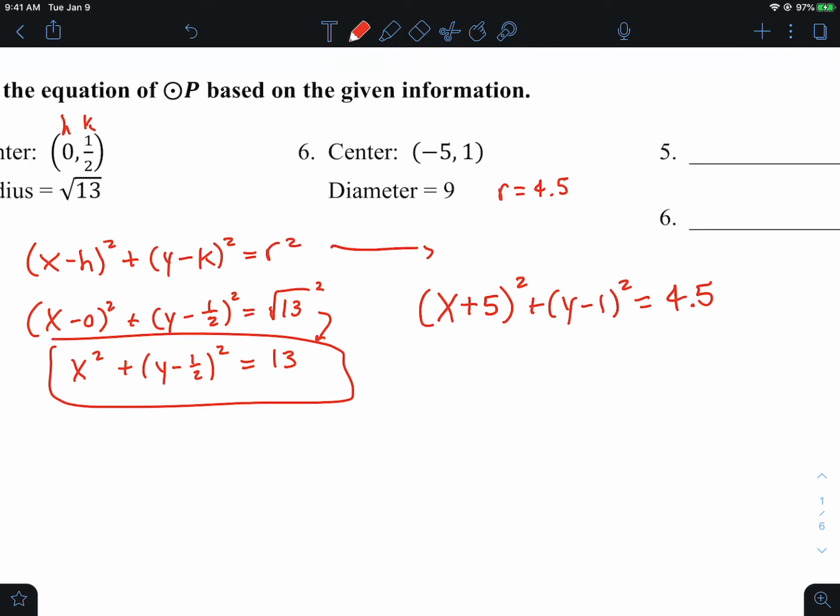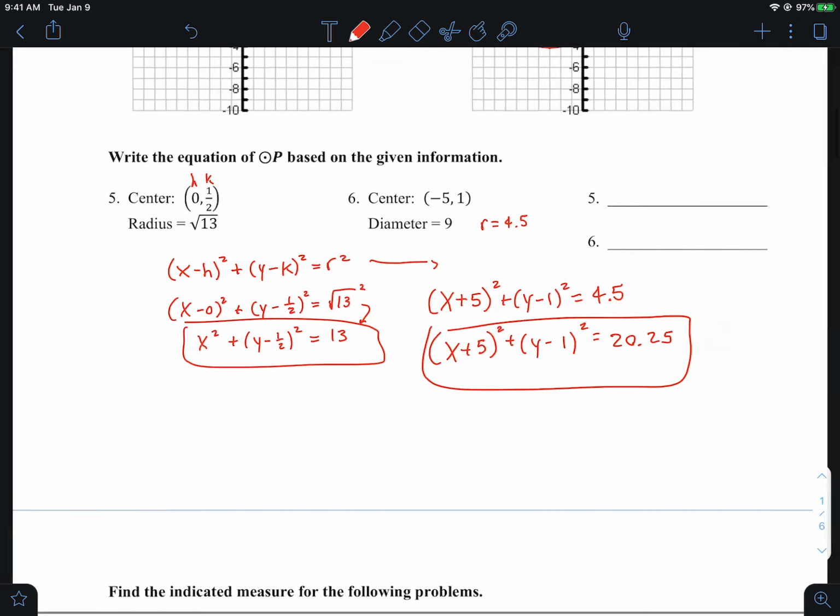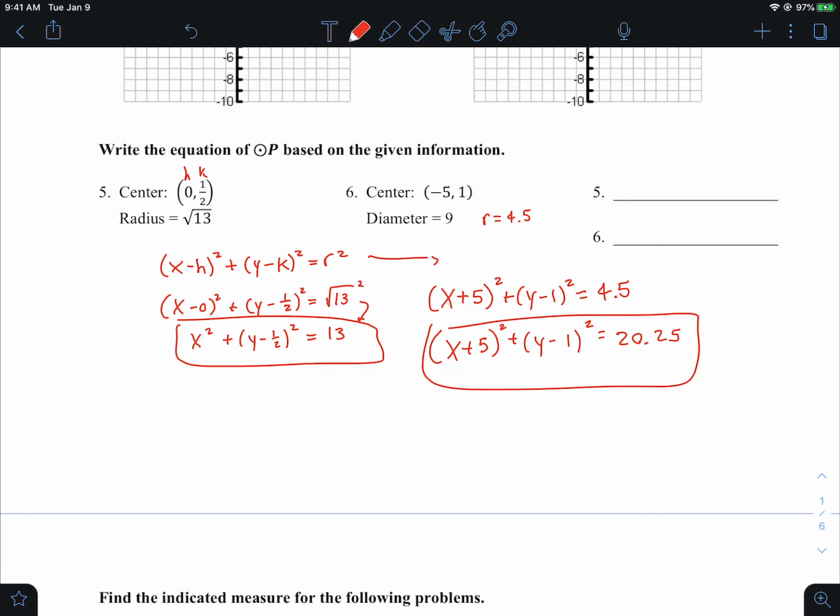And I'm just going to use a calculator for that. 4.5 squared is 20.25. You could, if you want, write that as a fraction, but decimal will probably be good enough. So that'd be 20.25. If you wanted the fraction for it, apparently that's 81/4. But then that would be your two answers right there.